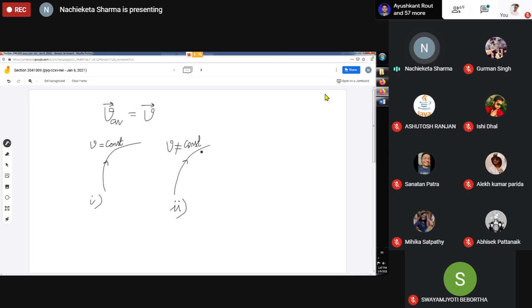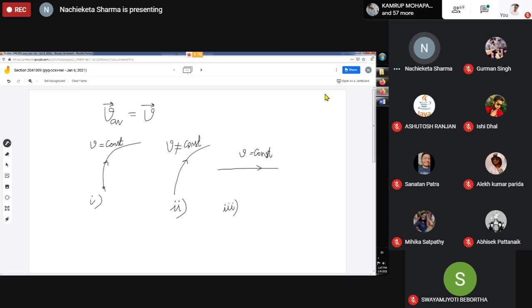And the third situation. How many situations are there? There are 4 situations. I was thinking that there are 3, but no, there are 4. The third situation is a body moving along a straight line at constant speed v. The speed is constant, and the direction is also constant because the direction is along a straight line, so no question of changing.